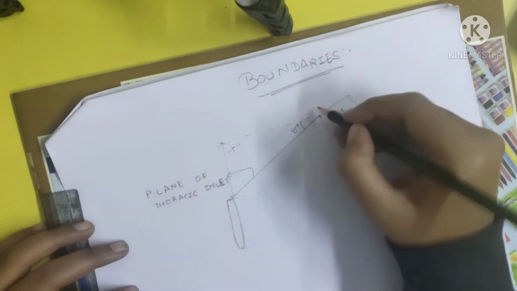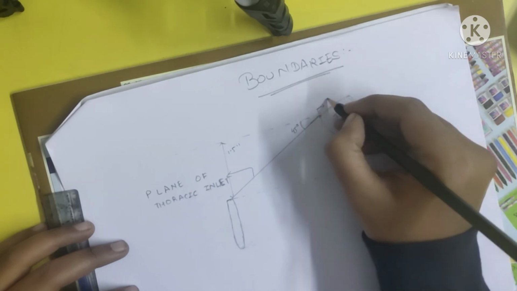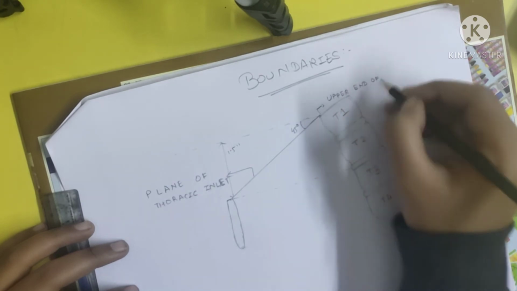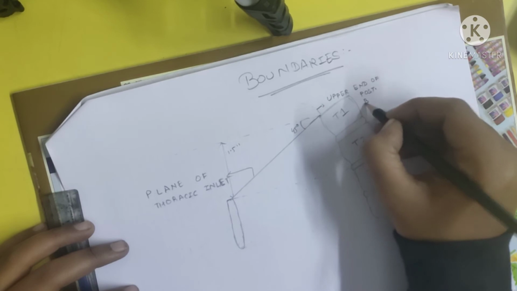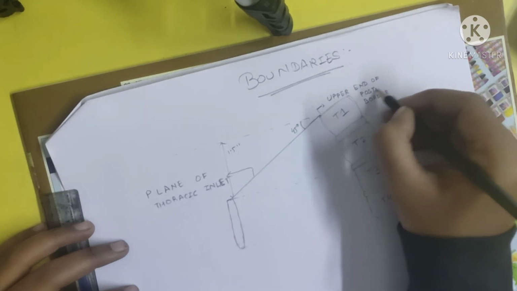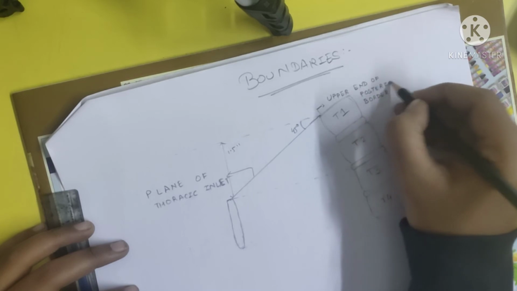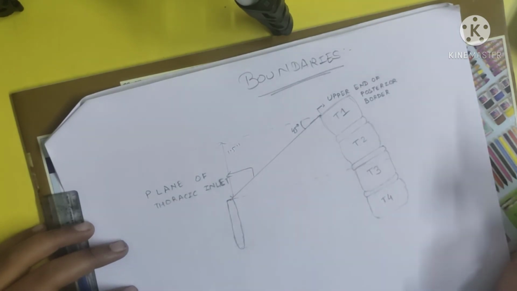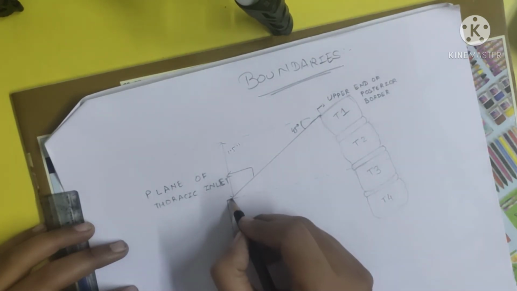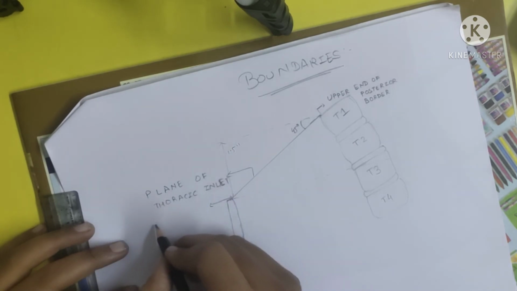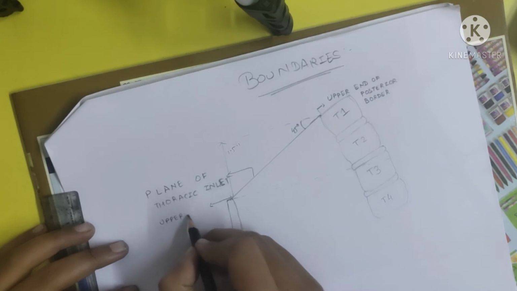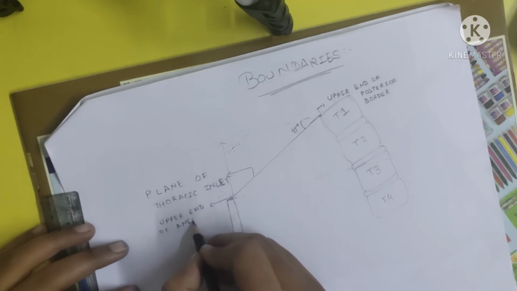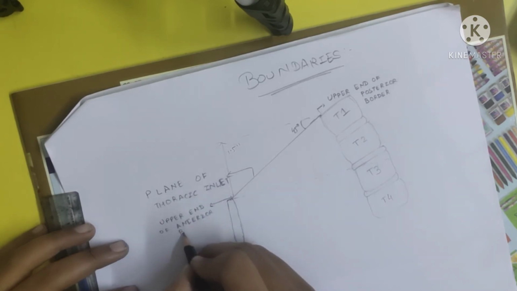Now to mark the diagram, here will be your upper end of posterior border. Always complete the entire thing. I had written it short, but always complete the entire word. Do not use short forms in the exams as much as possible, especially if they are made by yourself. And this here will be your upper end of anterior border.